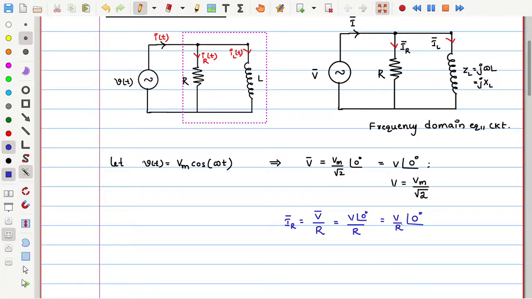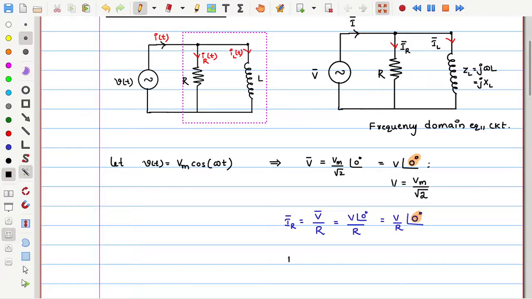You can simplify further by assuming this V by R as some current I. So V by R is the magnitude of the current through the resistor, and the angle of the current is 0, like the voltage. See, the voltage angle and the current angle of the resistor are both the same.